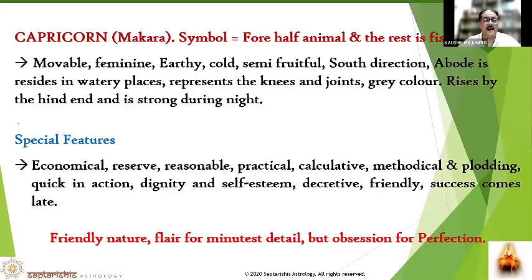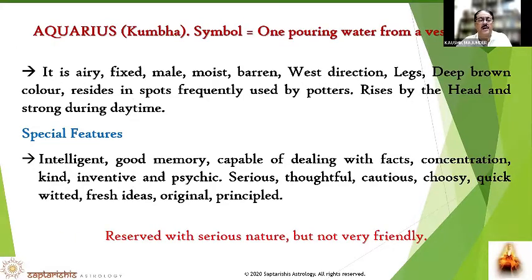Now we'll understand the 11th sign of the zodiac, that is Aquarius. Aquarius we call Kumbh. The symbol is one pouring water from a vessel. It is airy, fixed, male, moist, barren. It represents west direction. Body part is the legs. Deep brown color. Resides in spots frequently used by potters. Rises by the head and strong during daytime.